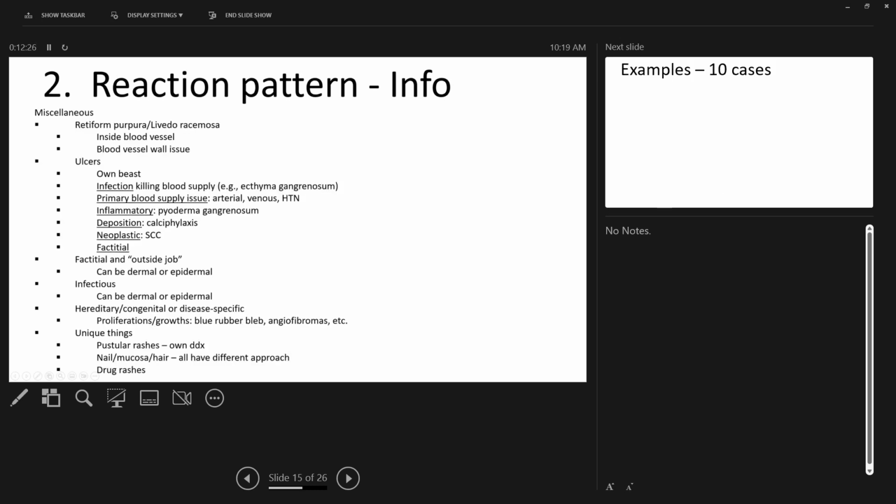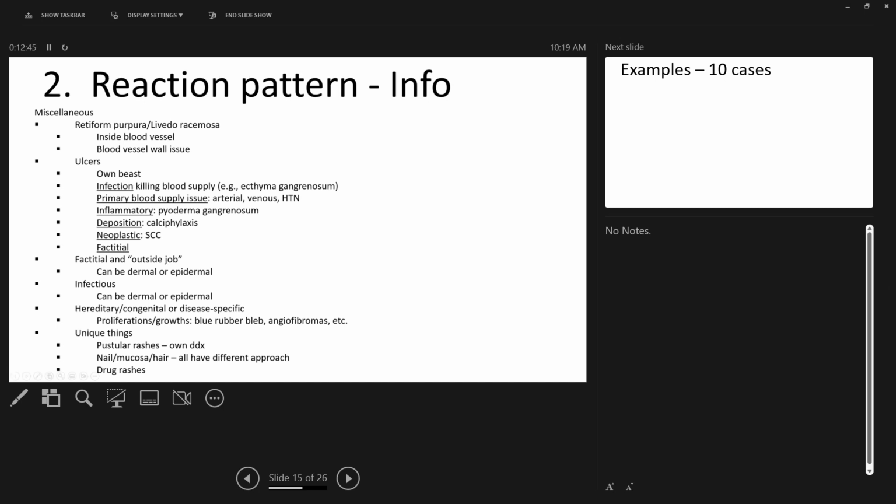Now, just to complicate matters further, and again, you don't have to memorize this, you'll just learn this over time. There are miscellaneous reaction patterns that don't fit into any of those buckets we just discussed. I really did want to highlight these because I think these make you an excellent dermatologist, a really good inpatient dermatologist, which is one of my focuses as well.